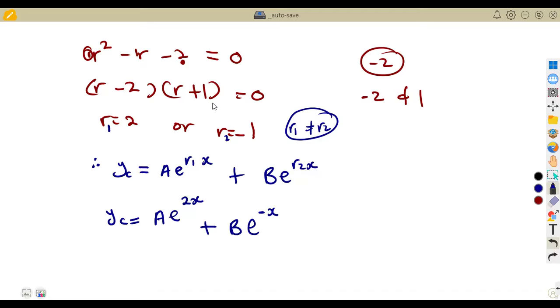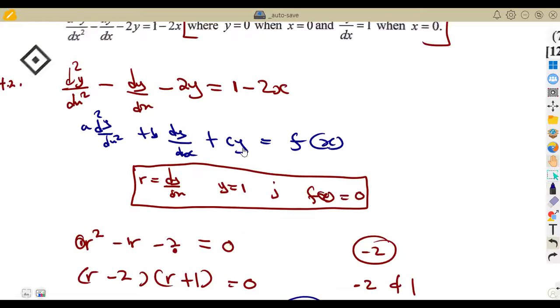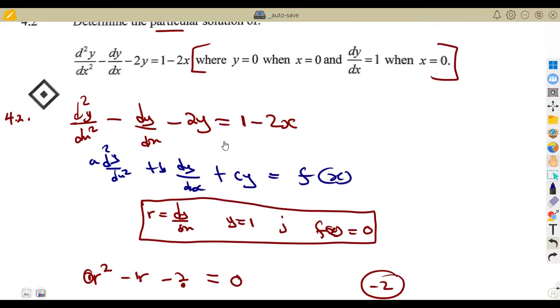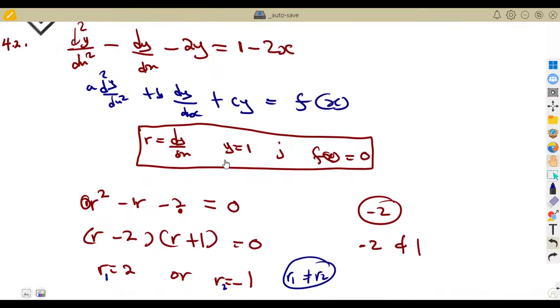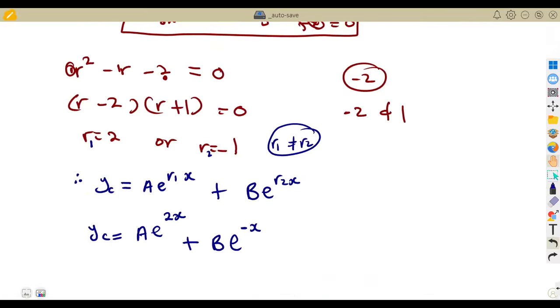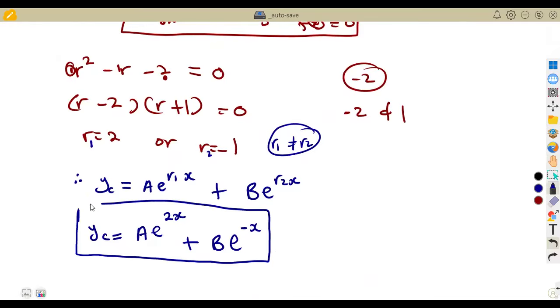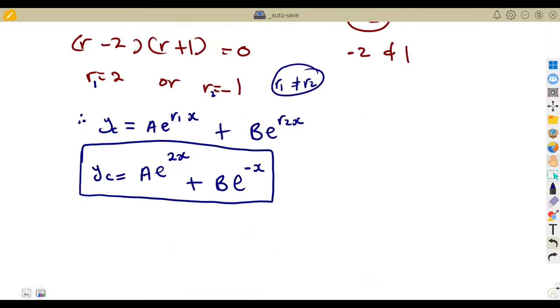We'll see that on the last stage, when we are to determine the values of A and B, because they need us to find the particular solution. So we have to find the values of A and B for the particular solution. But for now, you leave this complementary function as it is. You move on, because we need a combination of the complementary and the particular. Y is supposed to be the complementary plus the particular integral.